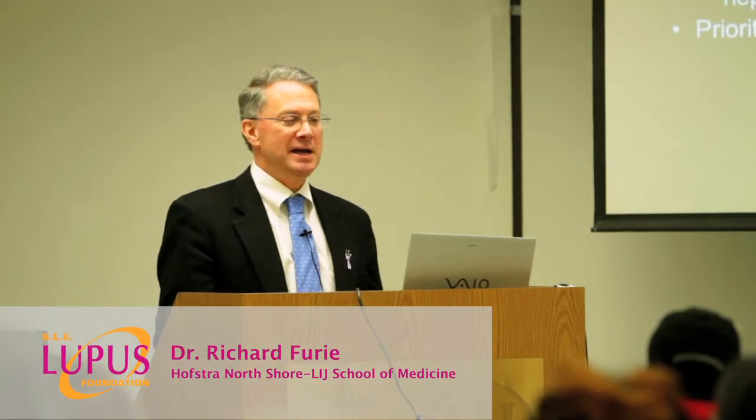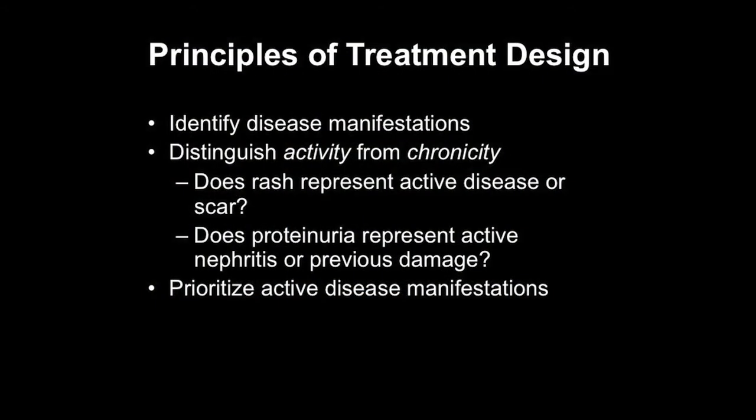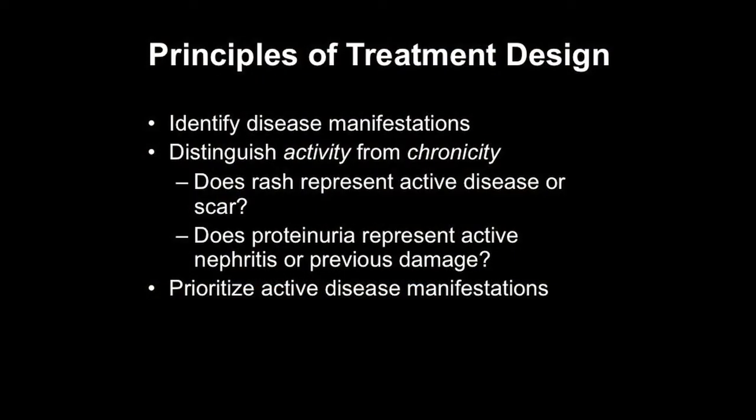What we need to do is identify disease manifestations. Basically just talking to the patient, examining the patient, then getting laboratory tests, one can make a list. The first thing that needs to be done after making that list is distinguish activity from chronicity. A perfect example is what I just mentioned. Is a rash that someone has active and potentially reversible, or is it a scar?